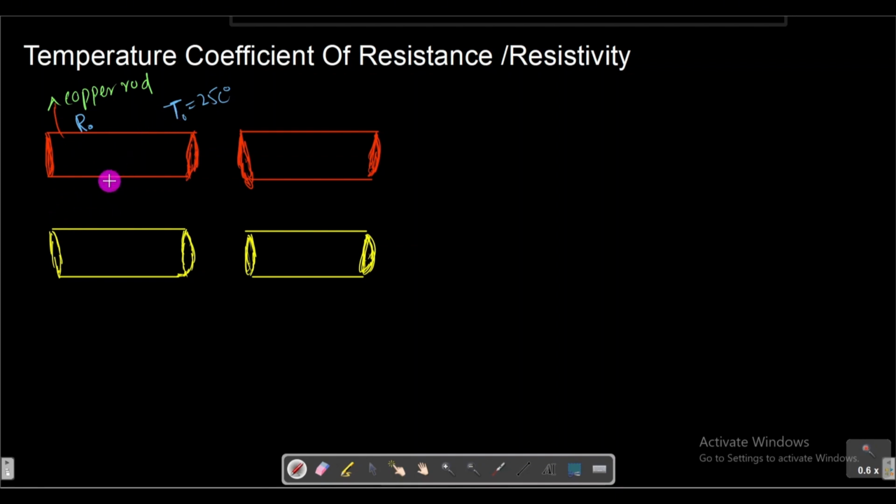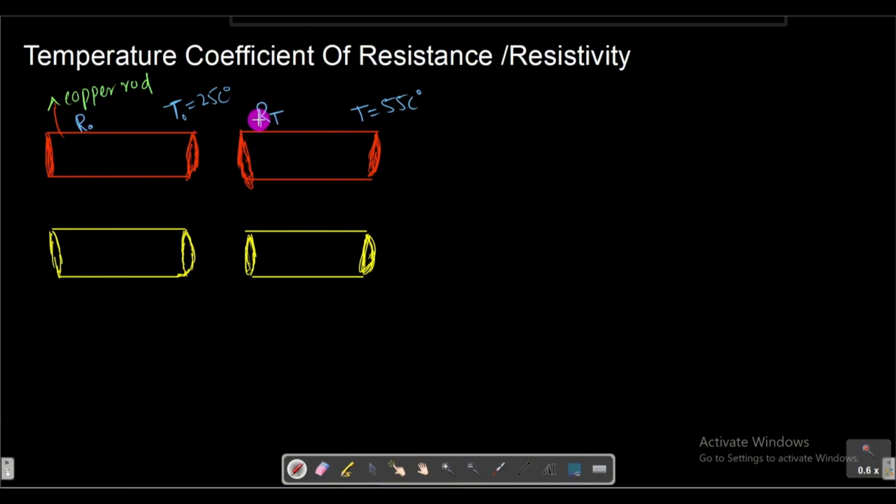And if we increase the temperature of the environment, the temperature of this rod will also increase. Let's say the temperature of the environment becomes 55 degrees centigrade from 25 degrees centigrade. Now the resistance of this rod will not remain R0, but it will increase. So the increased resistance is given by RT in this case. So this resistance has increased.